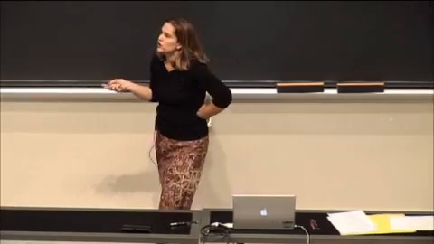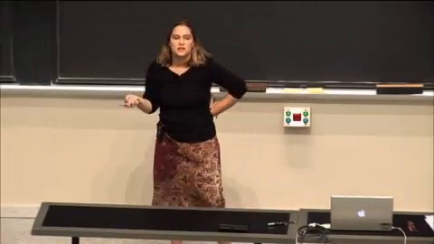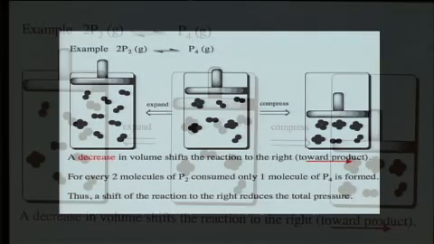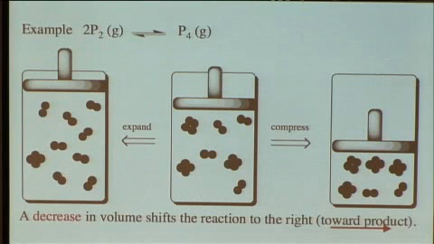So what would be true is that the system is going to respond in such a way to minimize that stress that has been put forward by decreasing the volume, and you're going to try to compensate for that. In this case, you can compensate by a shift toward products. Why is that? Well, it all has to do with the stoichiometry of this equation up here. So for every 2 moles of reactants, you get 1 mole of products.